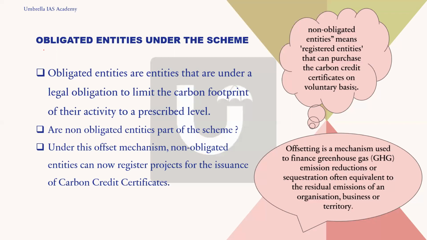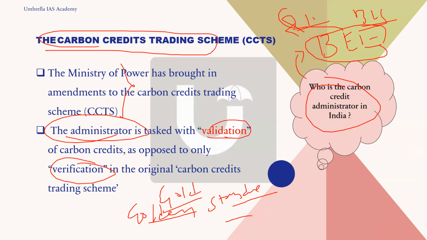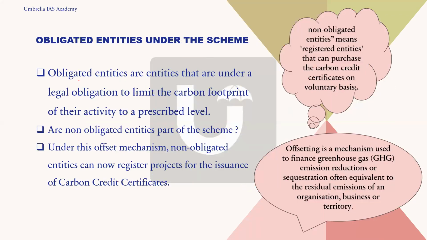Next, obligated entities under the scheme. Recently there is some amendment and all. So what are these obligated entities? What are these non-obligated entities? You have to know. Non-obligated entities means registered entities that can purchase the carbon credit certificates on voluntary basis, whereas obligated entities mandatorily have to purchase the credits. If they don't achieve those emissions targets, they have to mandatorily buy the credits.